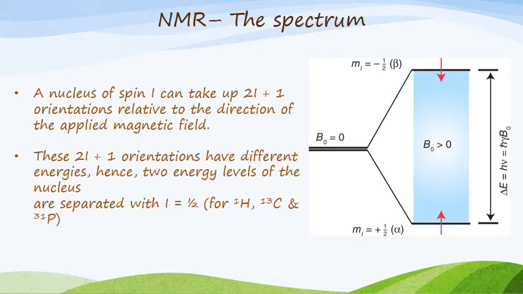So a nucleus of spin I can take up 2 times I plus 1 orientations relative to the direction of the applied magnetic field. So these orientations are going to have different energies, and hence there are 2 different energy levels of a nucleus that are separated when I is equal to 1/2. So for example, proton NMR, carbon-13 and phosphorus-31. And we get something that looks like this on the right-hand side that indicates the separation of the nuclear energy levels. Just like we had atomic energy levels and molecular orbitals, the nucleus can also have different energy levels.